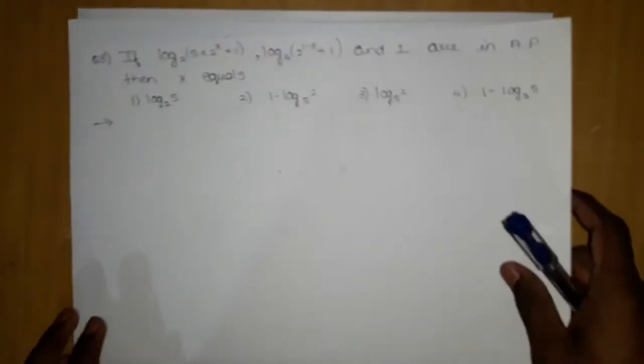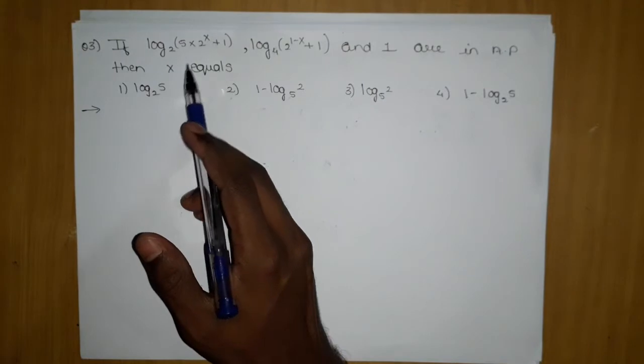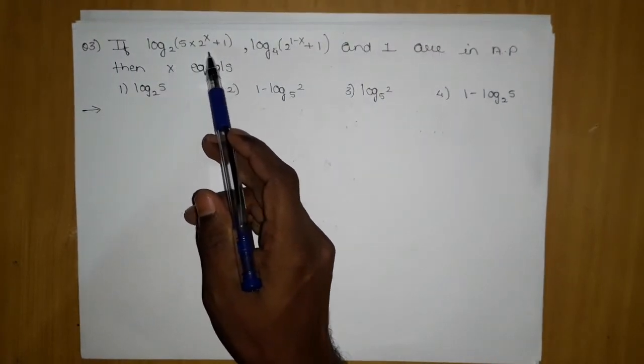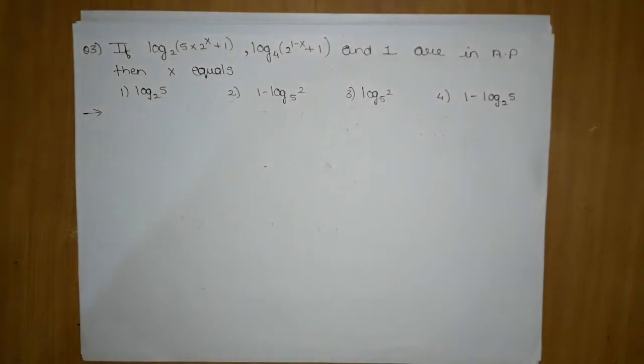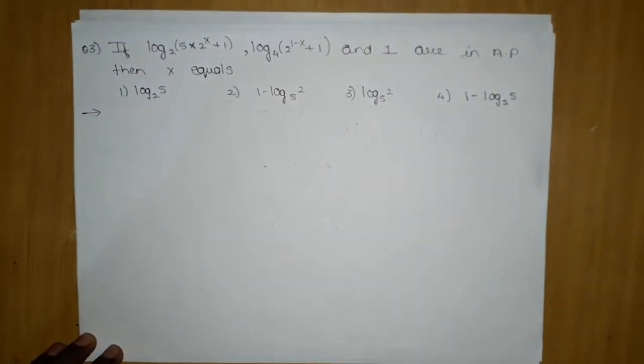Okay, this is the next problem, which says: if log base 2 of (5 into 2 power x plus 1), comma, log base 4 of (2 power 1 minus x plus 1), and 1 are in AP, then x equals to... Okay, this is multiplication. I was confused whether it is x or what.